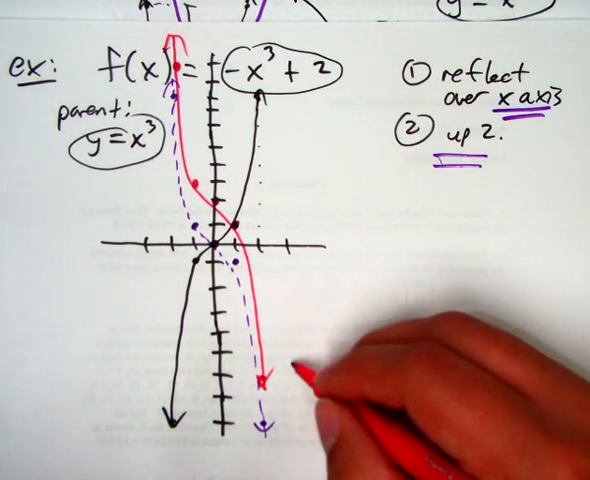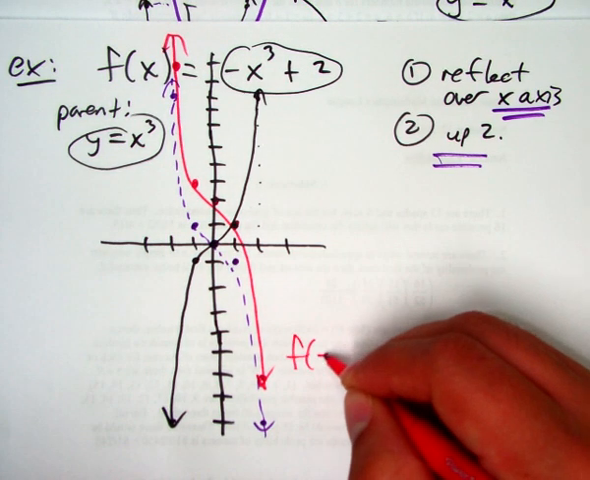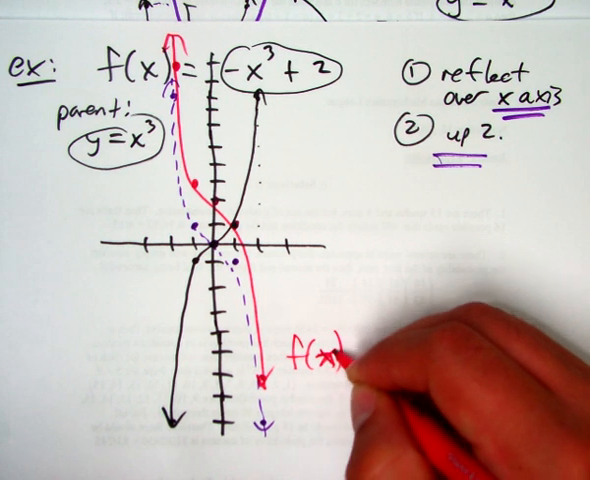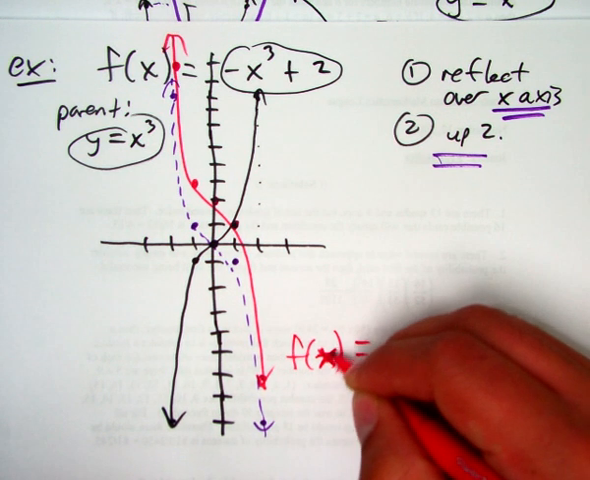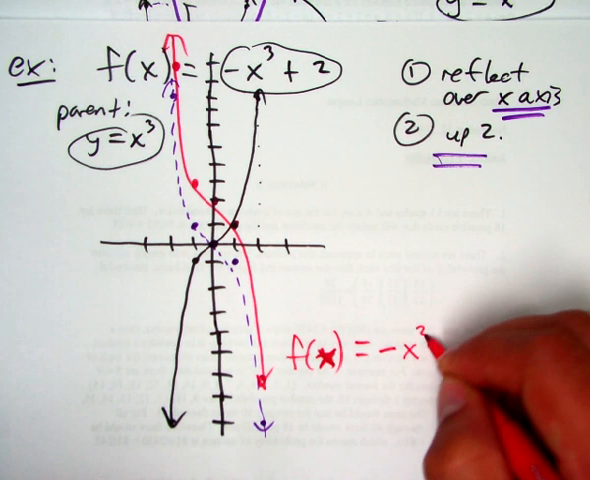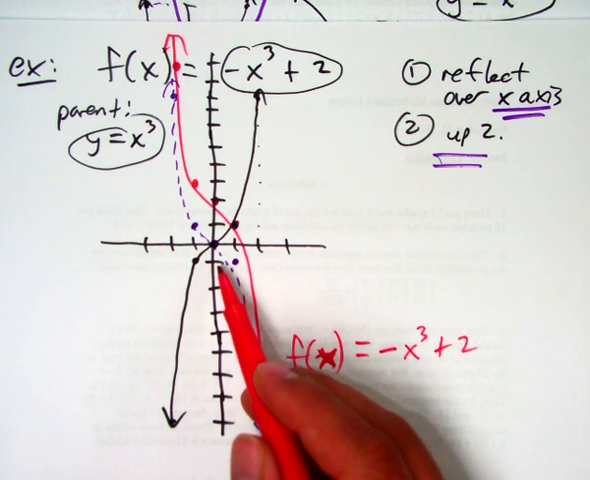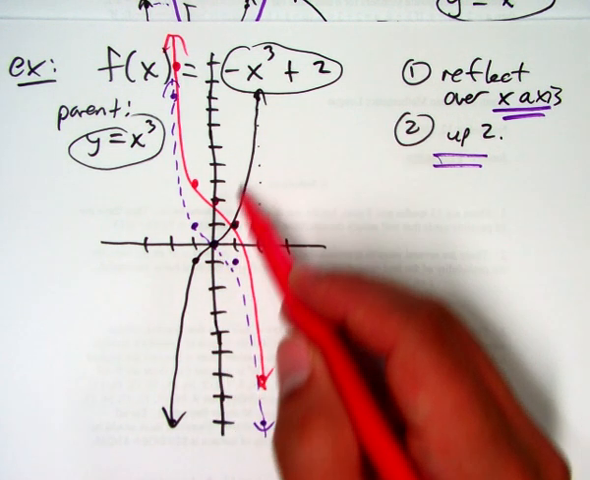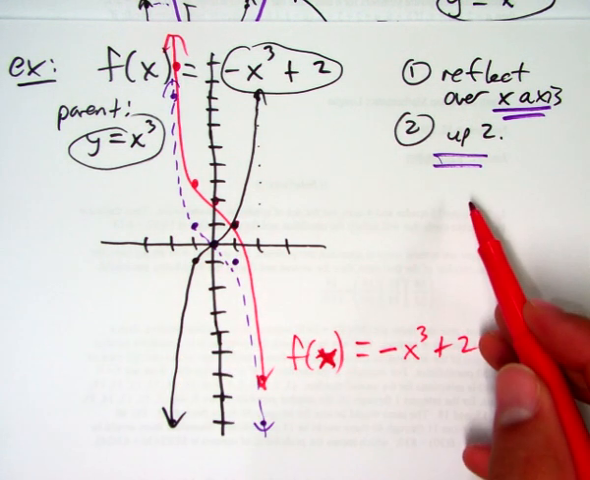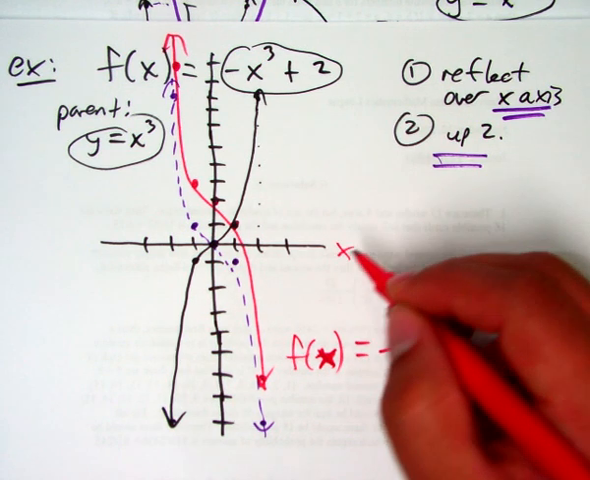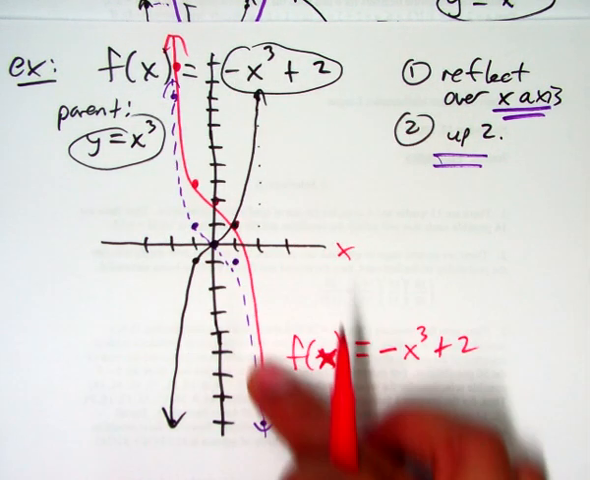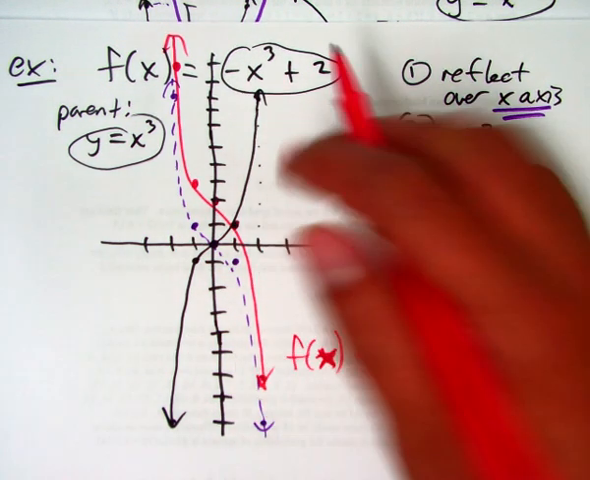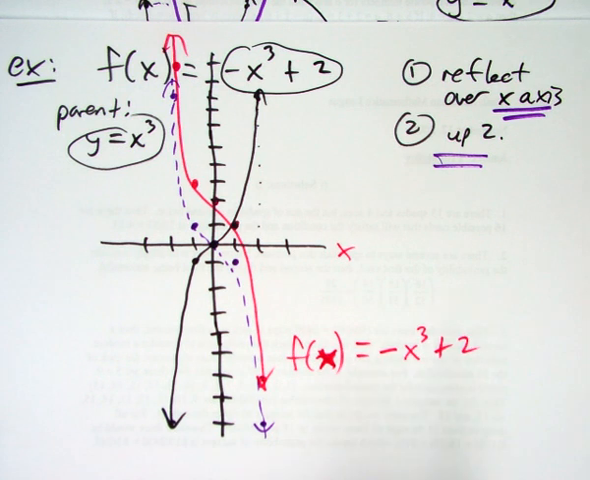So this red graph represents f of x equals negative x cubed plus 2. You start with the parent function, which is x cubed, which is this one in black, and you do your 2 steps. You flip it over the x-axis, which is this purple one here, and then you move every point up 2, and that gives us our final graph in red. Okay? So not too hard.